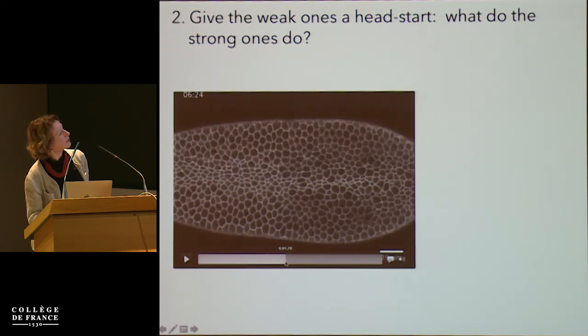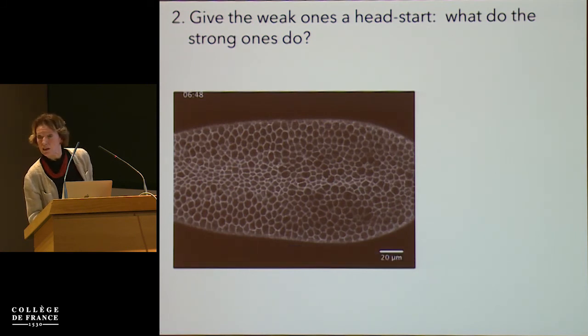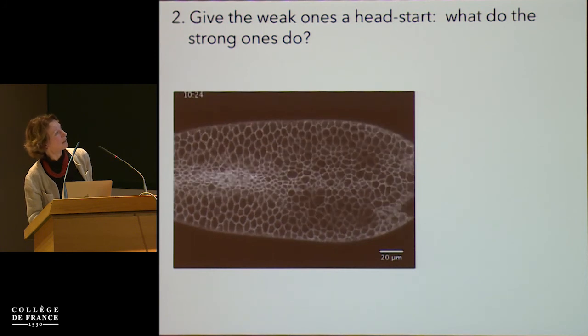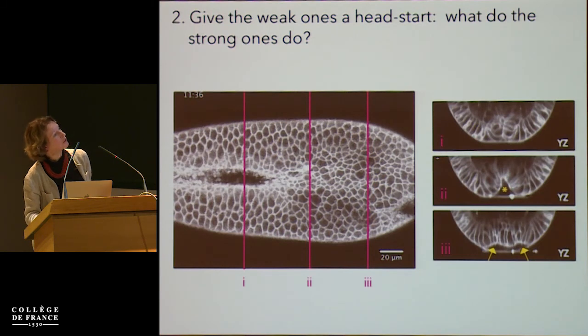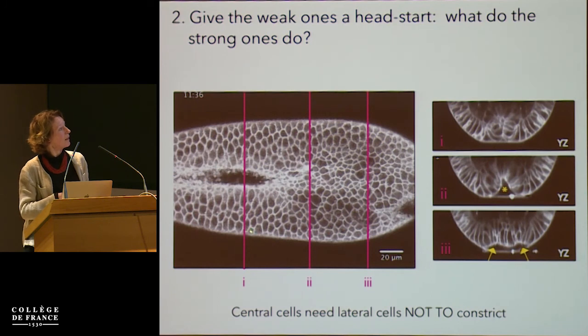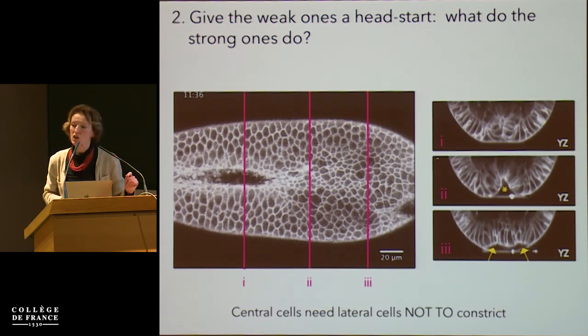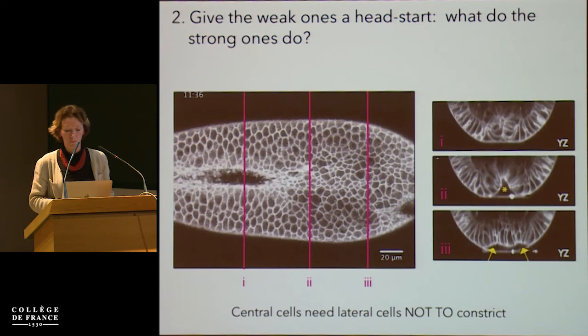So you see the anterior has now made a broad furrow. The posterior is trying. The middle ones clearly are trying to do their job, but they're prevented. So again, you see a sort of salt and pepper of large and small cells, and the posterior ones clearly aren't doing their job properly. And if you look at cross-sections, at the end of the process, you see proper invagination here, beginning invagination here, and here at the back, you see two small lateral areas of constriction. So the central cells actually depend on the lateral cells not constricting to do their job.